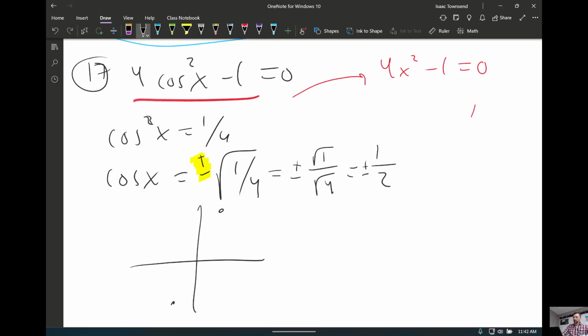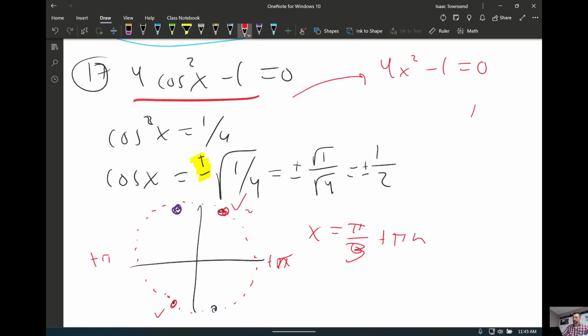And then anywhere cosine is positive or negative 1/2 should be a solution. So your answer could be all 4 of those plus 2 pi n, or you could do these two with one statement. That would be pi over 3 plus pi n. So you choose any 2 points. Well, it has to be 2 points that are equidistant. To get from this point to this point, I would add pi, halfway around. And then if I added pi again, it starts getting the coterminal angles. It starts landing on this.